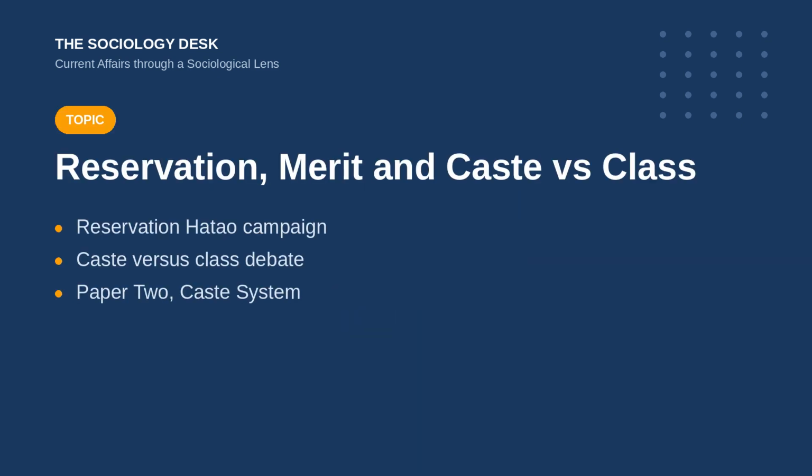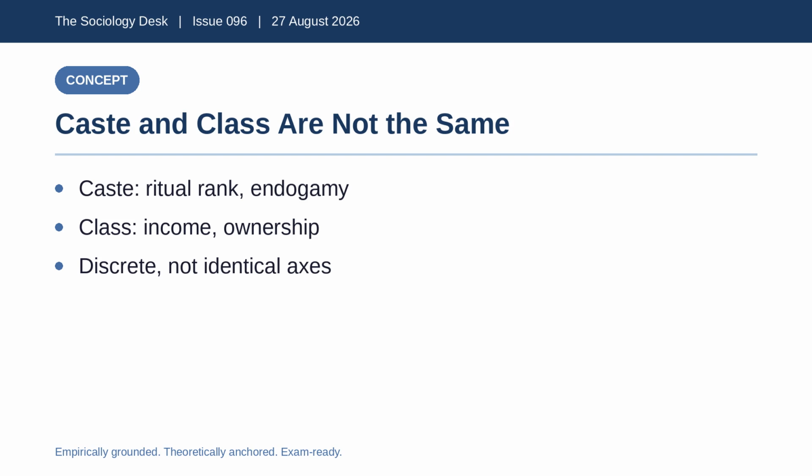Let us start with a story that has been trending among young people online, a campaign calling itself Reservation Hatao, demanding that caste based reservation be replaced entirely by an income based criterion. On the surface, this looks like a policy argument. For you, as a sociology optional candidate, it is something far more valuable. It is a live test case for one of the oldest and most examined debates in Paper 2, the relationship between caste and class in India.